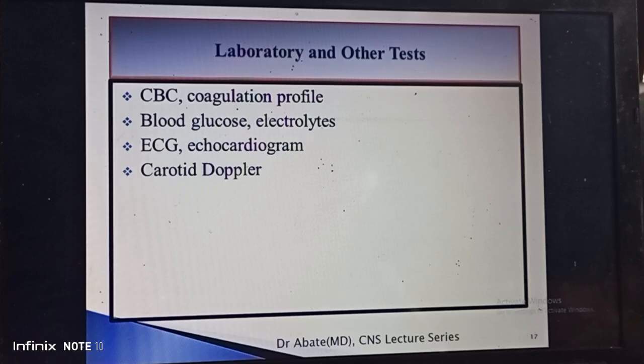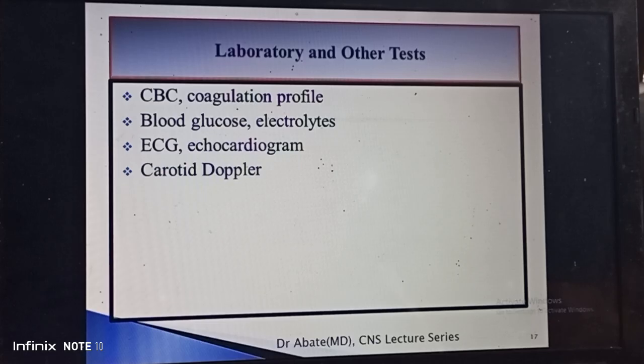The other things are blood glucose, electrolytes, ECG, echocardiogram, and carotid Doppler. Especially for a patient with ischemic stroke, ECG, echocardiogram, and carotid Doppler are very significant because they tell you whether there is a possibility of cardioembolic stroke or not. The echocardiogram shows you whether there are vegetations in the cardiac valves, valvular abnormality, or ejection fraction abnormalities in the heart. Does the patient have undiagnosed cardiac problems? Echocardiogram tells you a lot.